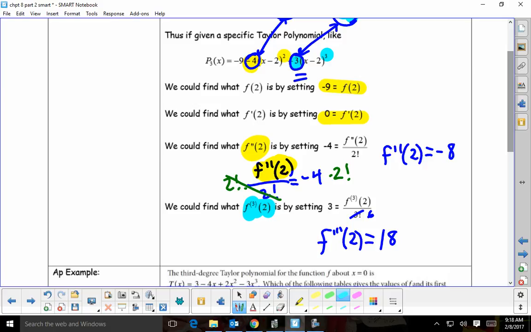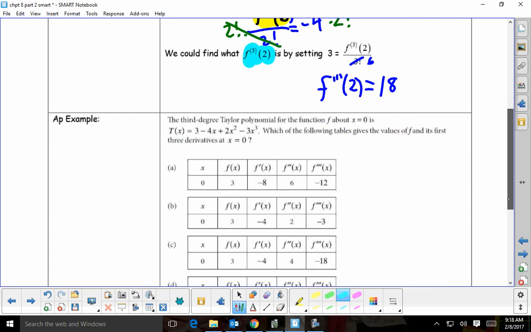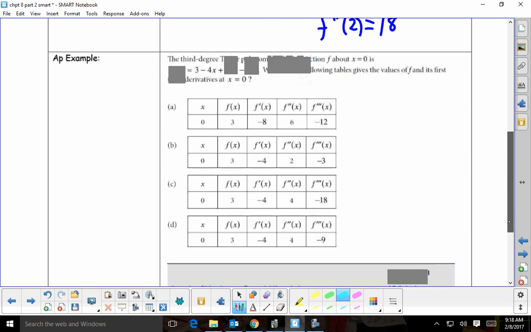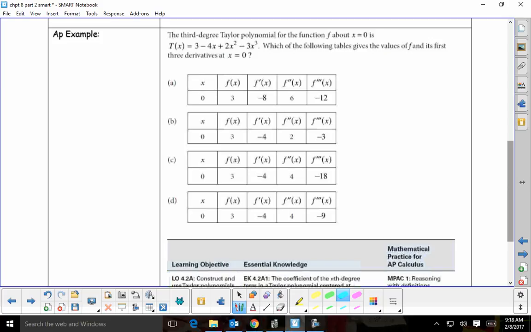Okay, so let's see if you can try it with this AP example. See if you guys can do this one with your group.